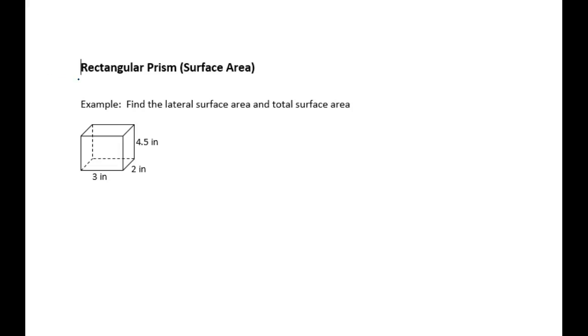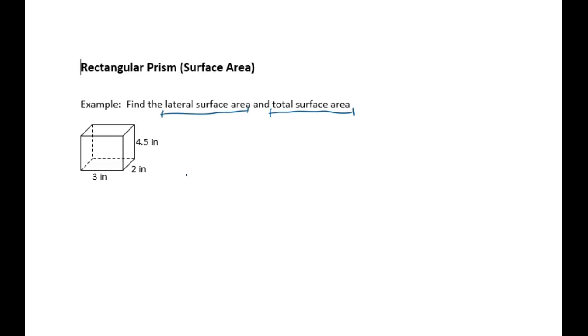So we will look at an example of surface area for a rectangular prism. Our example asks us to find the lateral surface area, so the LSA, and the total surface area of the following shape.